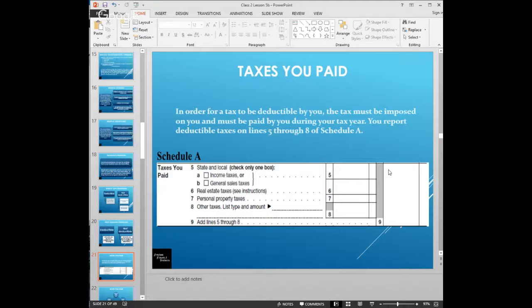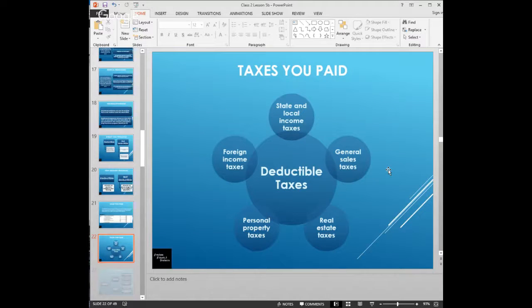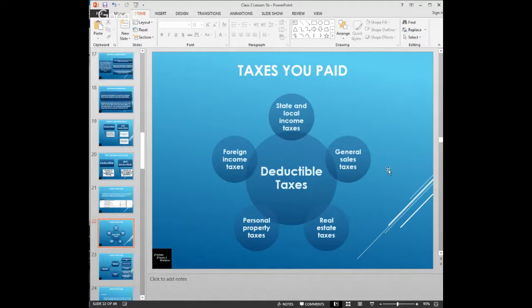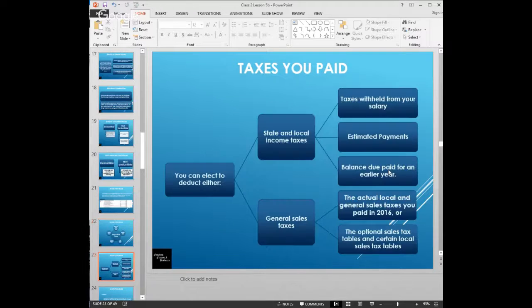So some of the things that you can see here, state and local, you have two options. It's either the income tax paid or the general sales tax, and we'll get into that in a little bit more detail. Any real estate taxes that you paid, any personal property taxes, if there are other taxes that you might have paid, you can list the specific type of tax. So deductible taxes would include your state and local income tax, any sales tax you paid, real estate taxes, personal property taxes, as well as foreign income taxes.